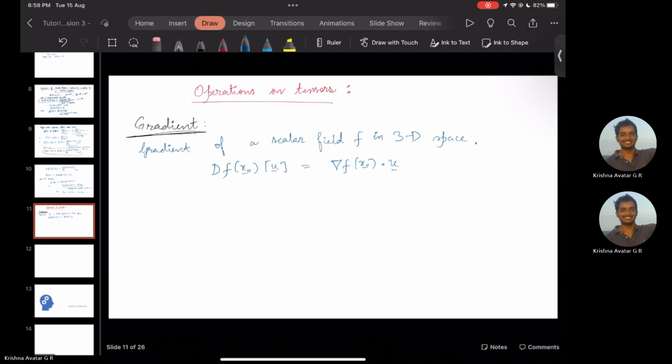Now you'll ask me, what does this mean? So let me try to explain it. Gradient essentially tells about some change. Gradient is nothing but rate of change. Rate of change with respect to what? It's rate of change along space.